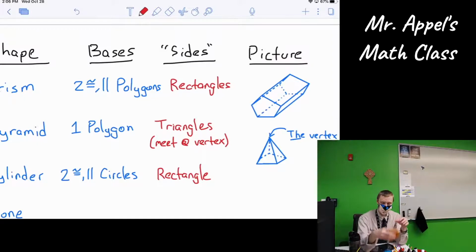Wait a minute, Mr. Apple, but the side, it's round. How can that possibly be a rectangle? Well, if you were to cut this guy open and unfold that side, roll it out, you would get a rectangle. Imagine peeling the label off of your soup can, right? That's a rectangular sheet of paper, isn't it? So it's one rectangle curled around the cylinder to make that single sidewall.